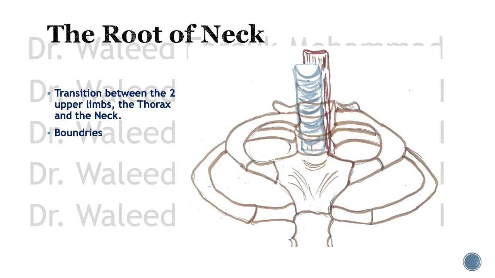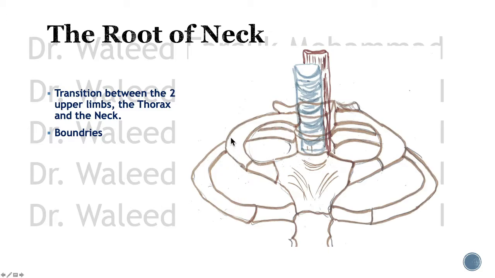Let's start. The root of the neck is a transition zone between the upper limbs, thorax, and the neck. So you expect to find vessels coming to and from the upper limbs, structures coming from the head, and so forth. It's right above the thoracic inlet. The thoracic inlet is the area bounded by the first rib, manubrium, and the vertebrae. The one you see here, this is the thoracic inlet.